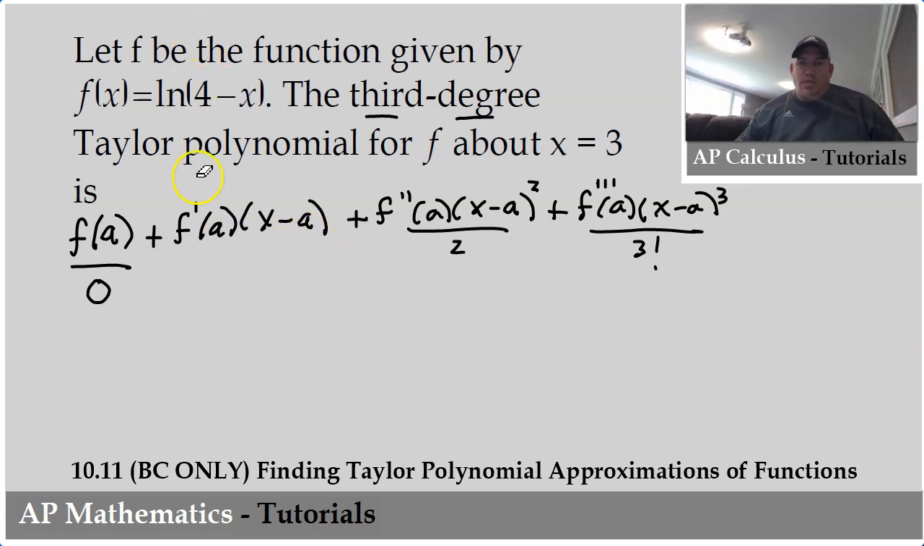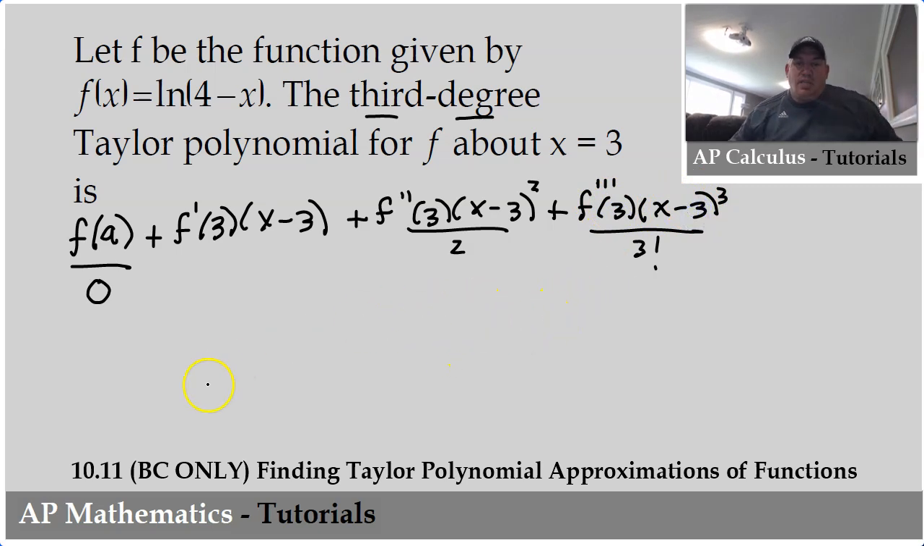So I could take those out now and put a 3 in for all of them. Let's take that a out, and we could put the number 3 in. So we need to replace this with f prime 3 times x minus 3, f double prime 3 times x minus 3 squared, and then f triple prime 3 times x minus 3.